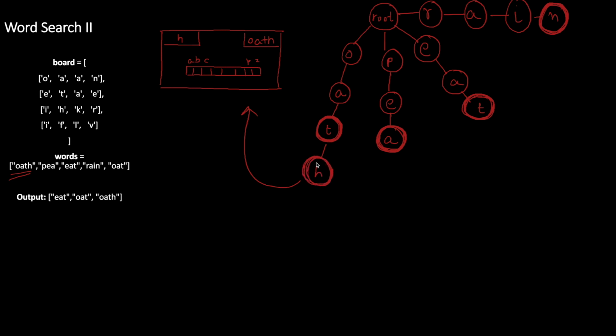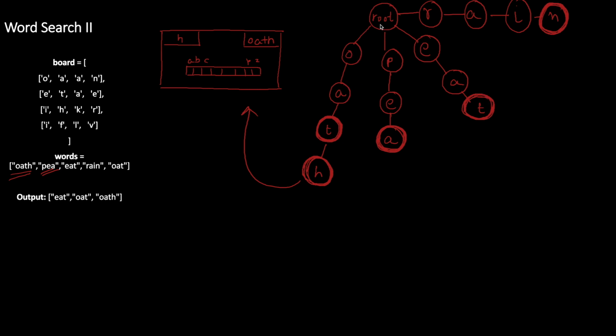Why are we marking this node? In order to say that the word O or OA doesn't exist, while the word oath exists. Similarly, when we are trying to add P, we can add P like PEA and we will mark P. Similarly for eat and rain, correct?